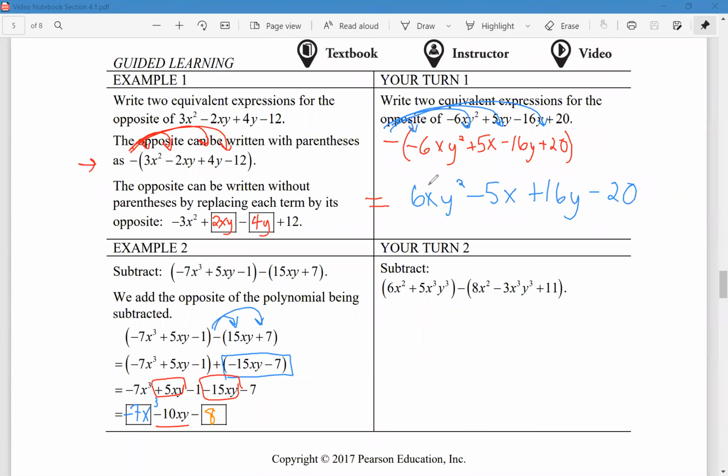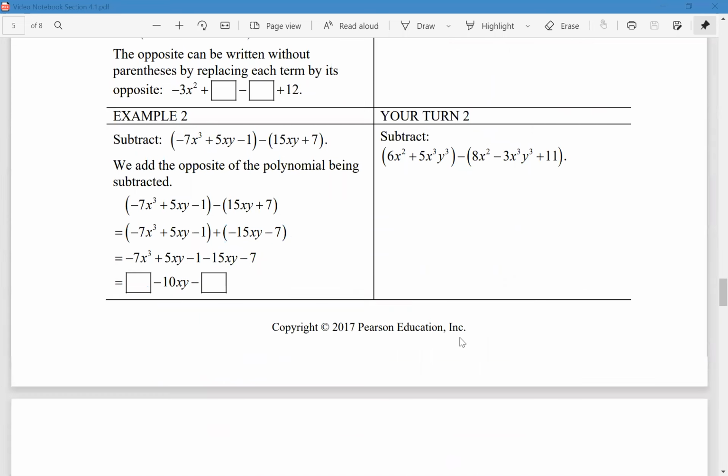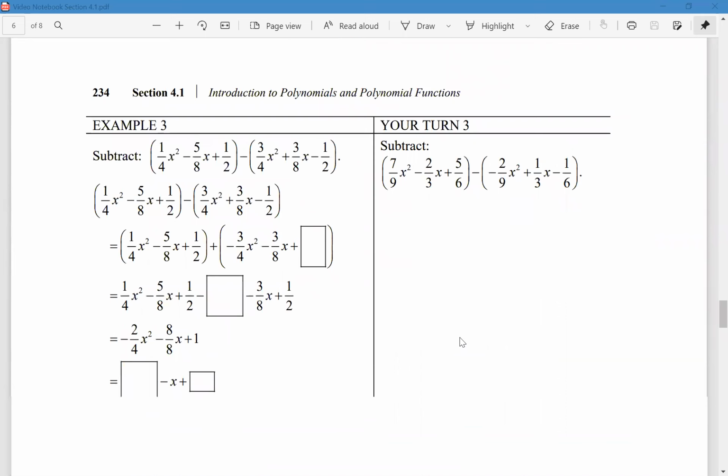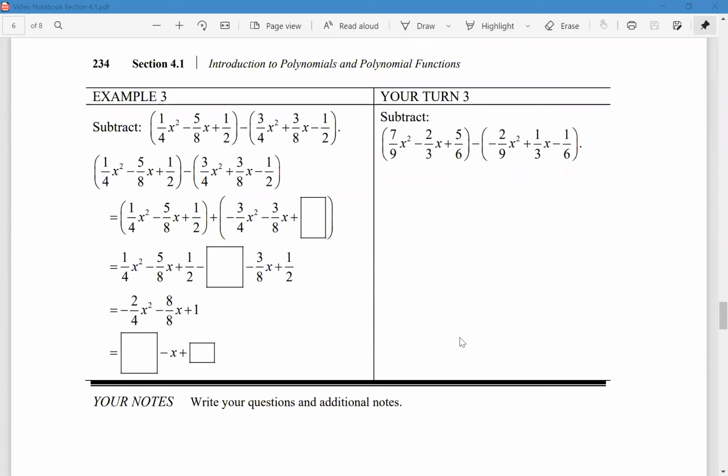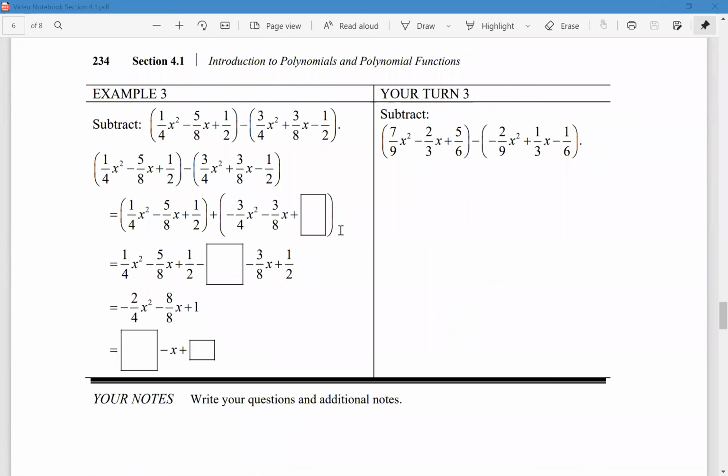Okay, I'm going to just take a little look ahead to see if there's another example we can do or if we want to do the your turn. Oh, yeah. All right, let's do the example and the your turn with the fractions. That'll be good, and that'll be a good little review of fractions. All right, so example 3, we'll do the example and the your turn.